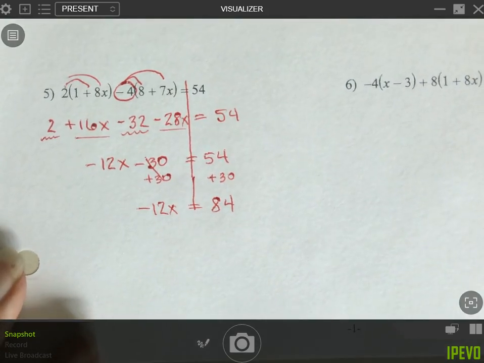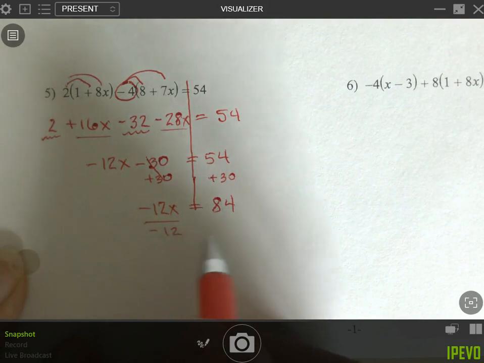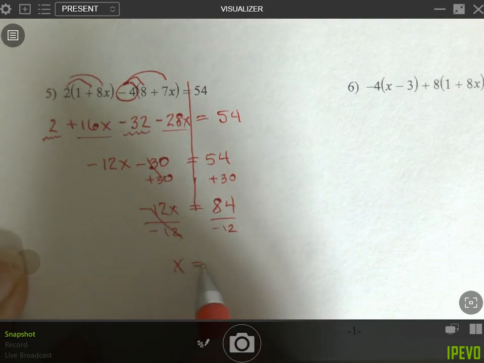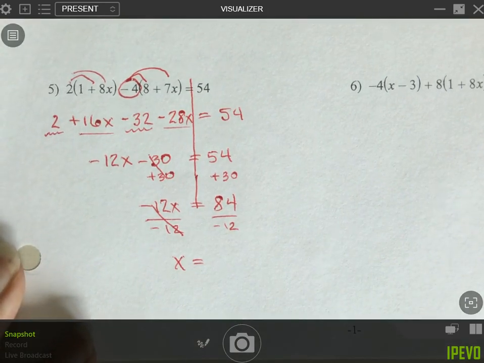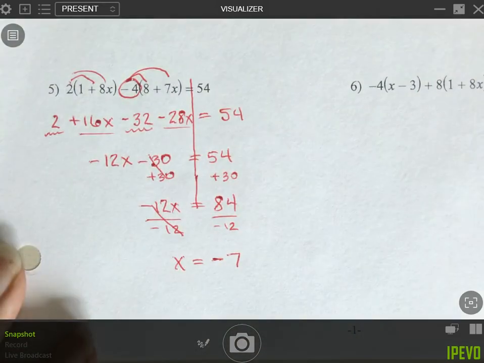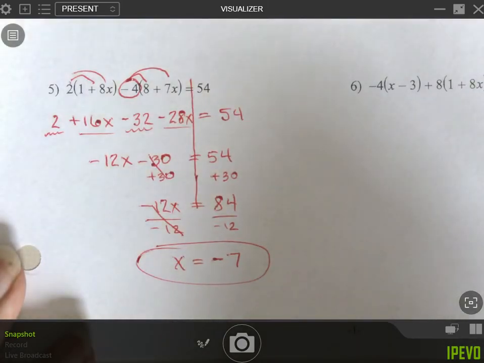Okay. Now, it's -12 times x. So how do we get rid of multiplication? Divide both sides by -12. Okay. Now, that's going to cancel and leave me a positive x. And I need to do my division. Am I going to get a positive or negative outcome? Negative. And it would be? 7. Do we agree with that? Okay. So circle or box your answer.